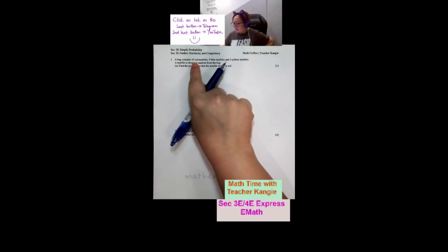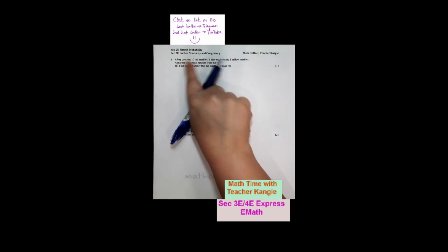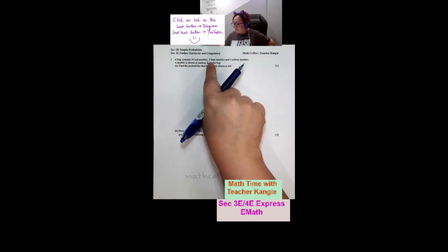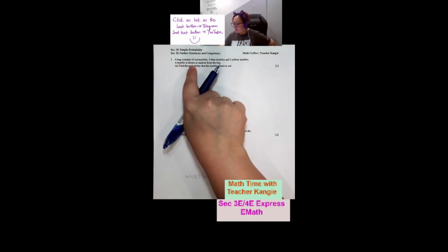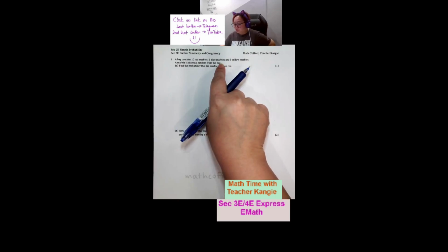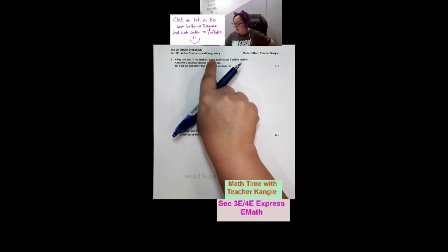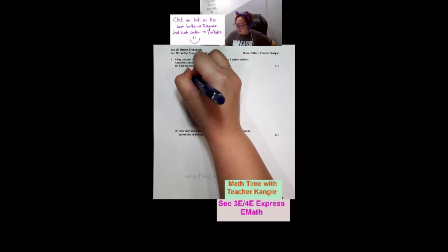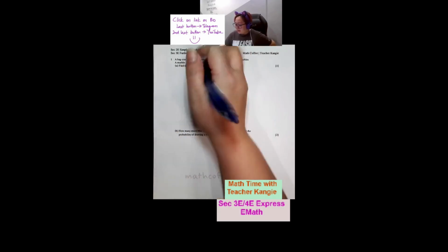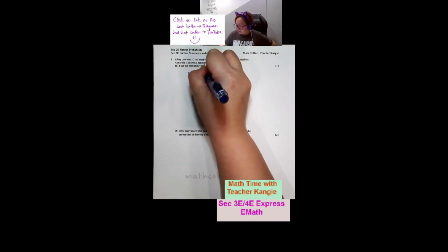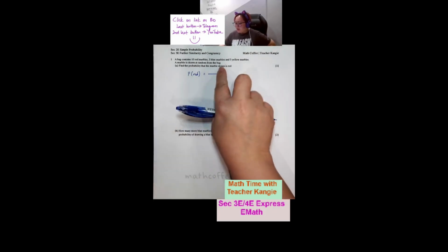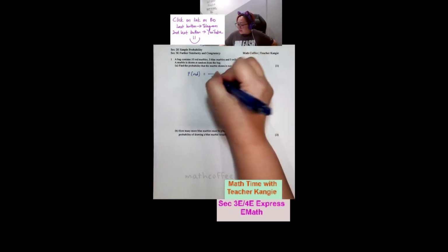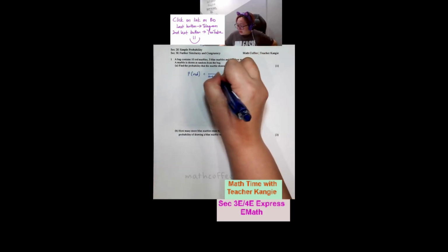Okay, a bag contains 3 colors of marbles: 10 red, 5 blue, and 3 yellow. A marble is drawn at random from the bag. The probability of picking a red will be a fraction. The total marbles you have is 10 plus 5 plus 3.